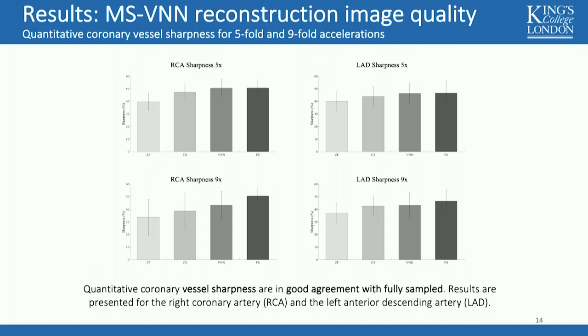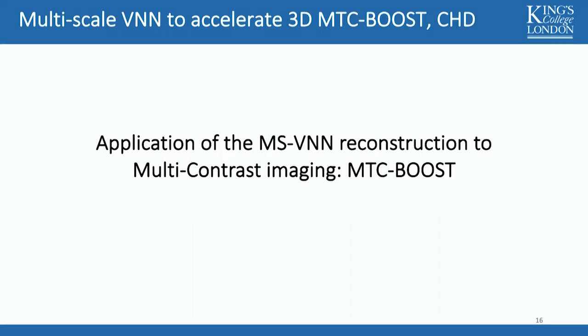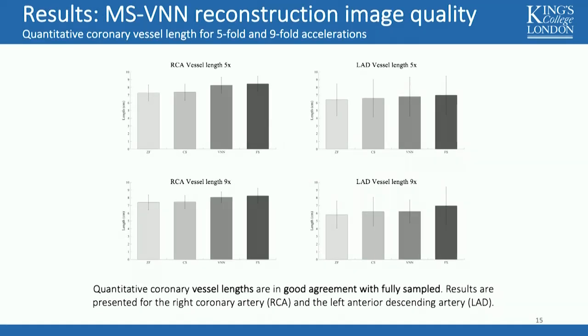I show also some quantitative results in terms of vessel sharpness for the right coronary and the left anterior descending artery, for 5-fold and 9-fold acceleration, and quantitative results also for vessel length. Both sharpness and length show that the quantitative results of our reconstruction are very similar to the fully sampled acquisition.